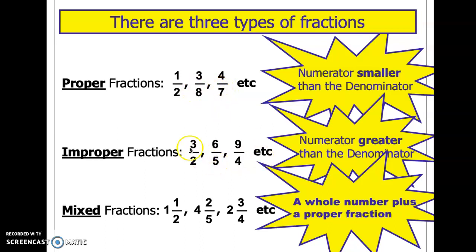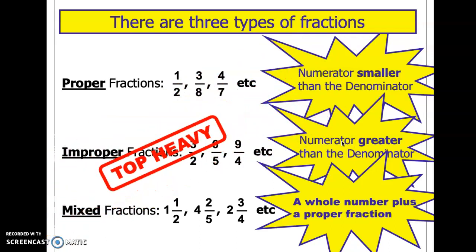Okay? On improper fractions, it's actually the opposite. On improper fractions, your numerator is greater than the denominator. So if we look at our examples, we notice that the numerator in each fraction is greater than the denominators. Now, the third type is a mixed fraction. A mixed fraction consists of a whole number plus a proper fraction. Again, the one thing to remember about improper fractions is that the numerator is top heavy, meaning it's greater than the denominator.